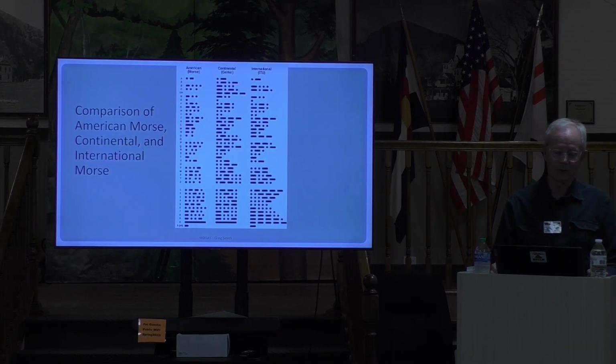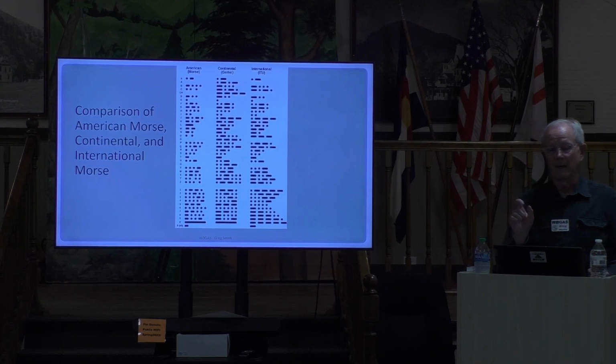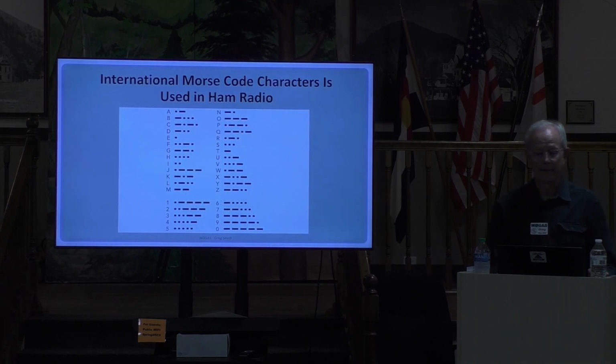This is an old chart that will give you kind of an example. If you look at the letter L under American Morse, you can see a real long dash. When you get to International Morse code, it's been modified and it's dotted. It's a dot, a dash, and 2 dots. This is what we use in ham radio.